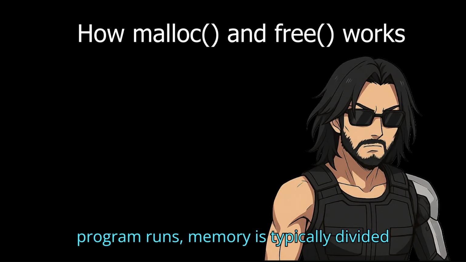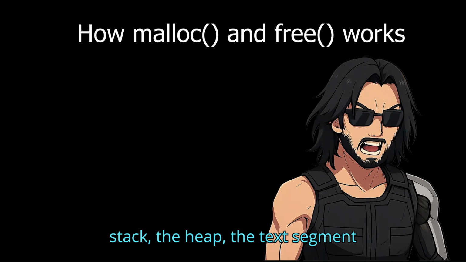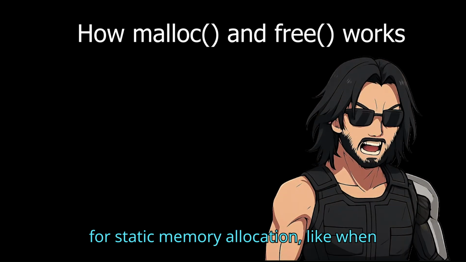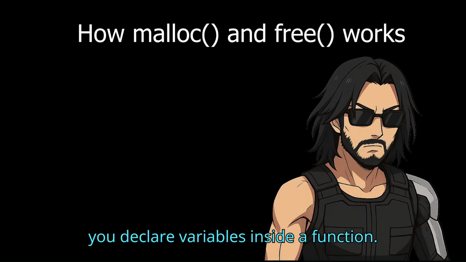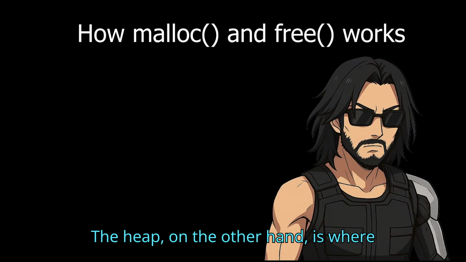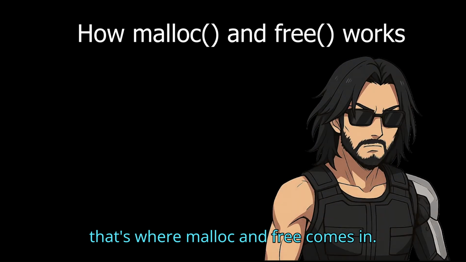When a program runs, memory is typically divided into several segments. There is the stack, the heap, the text segment, and the data segment. The stack is used for static memory allocation, like when you declare variables inside a function. The heap, on the other hand, is where dynamic memory allocation happens, and that's where malloc and free come in.